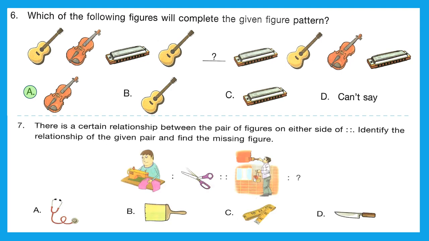Question 7. There is a certain relationship between the pair of figures on either side of analogy. Identify the relationship of the given pair and find the missing figure. So we have to see what is the relationship on the left side of analogy. I can see a tailor and then scissor. So scissor is one of the tools of a tailor. Now let's see the other side. I can see a painter. So what would be the tool of a painter? It will be paintbrush. So option B is the correct option.